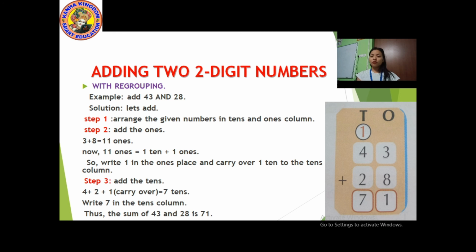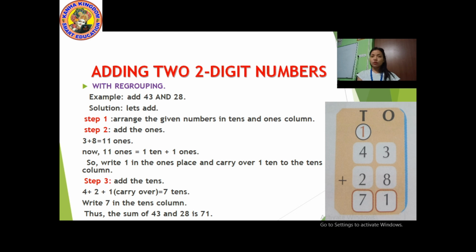Thus, from all this, we come to know that the sum of 43 and 28 is 71. Okay student, adding 2-digit numbers: the first step is arrange the given numbers in tens and ones columns. Second step, add the ones. Third step, add the tens. After solving all these steps, we got the sum of the numbers.